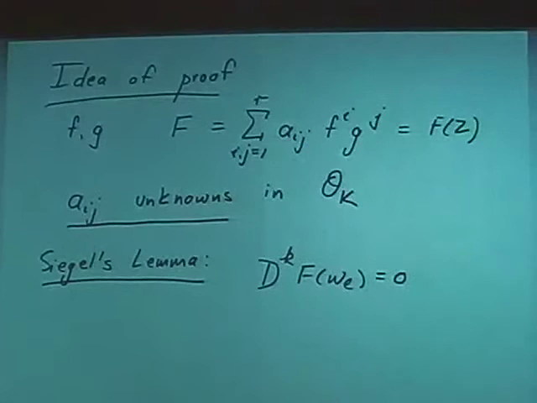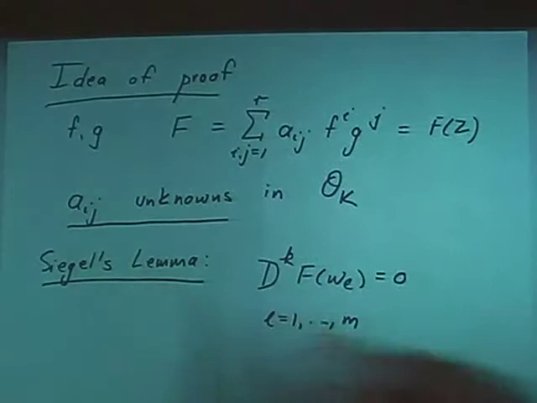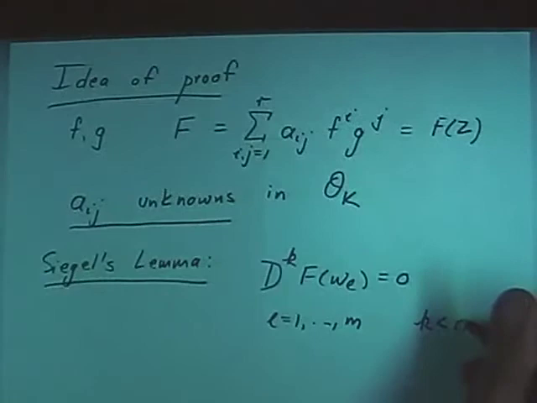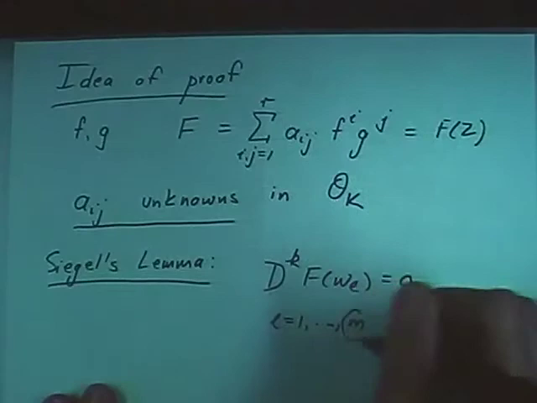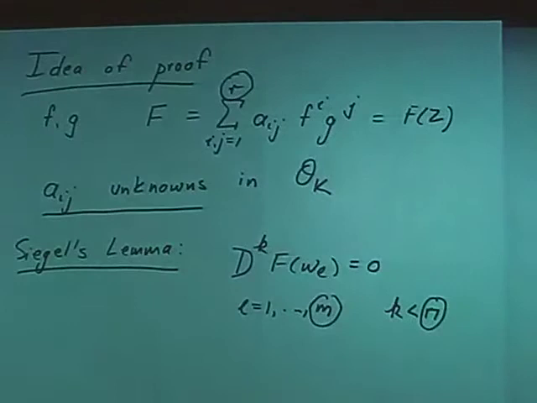So there are going to be m points w, and you're going to ask for vanishing up to order n. And one of the arts of transcendence is that you start off with parameters which are unspecified, and then you have to choose them extremely carefully in order to get a contradiction at the end.